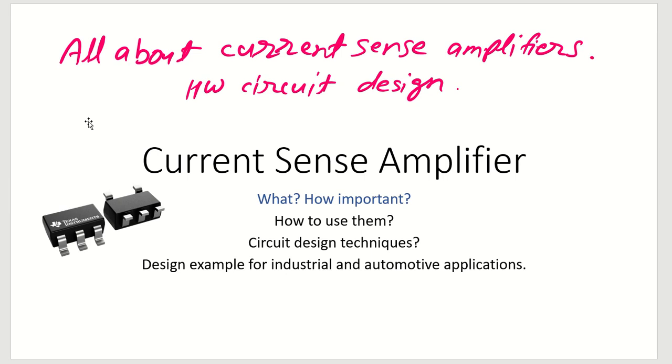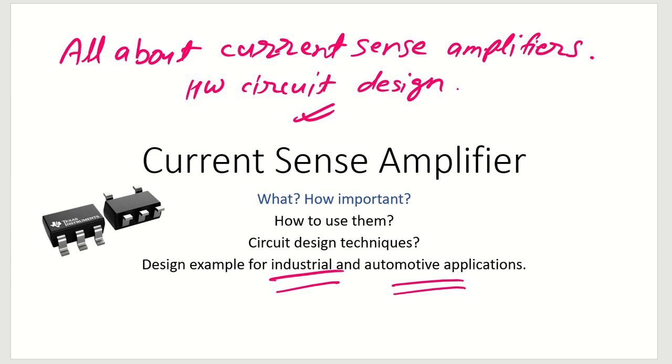Namaskar my dear friends. Let's talk about current sense amplifier in this session. So what we'll do is we'll try to understand what is current sense amplifier, how and why they are important, where the applications are and how we use them, and what the different circuit design techniques are for using them, okay? And we'll see several examples for their industrial and automotive applications as well, okay? Even home appliances use them.